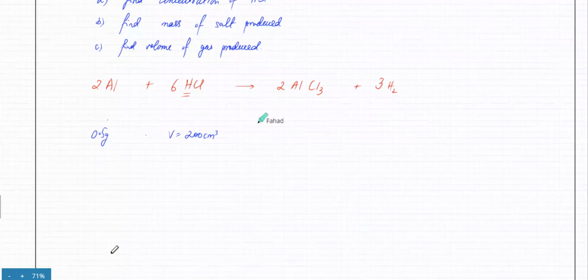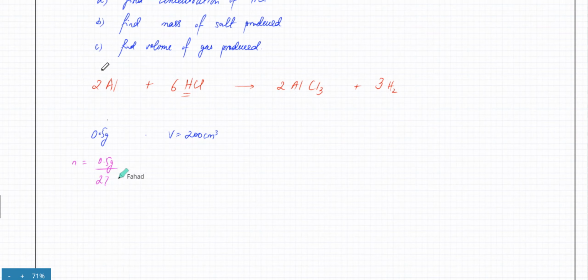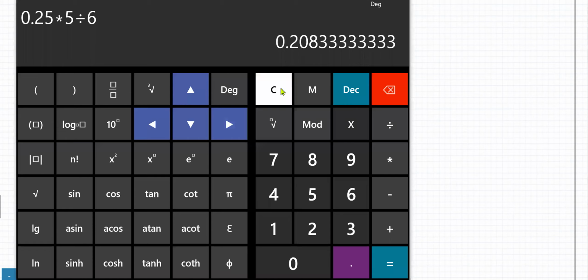Make sure these 2 and 6 don't come in between. I told you, the 2 and 6 and 2 and 3 are ratios. So when you apply ratios, that's when they're going to be used. These 2s should not appear anywhere inside formulas. Anyway, it's going to be 0.5 grams divided by 27. I'm going to take out my calculator and do that.